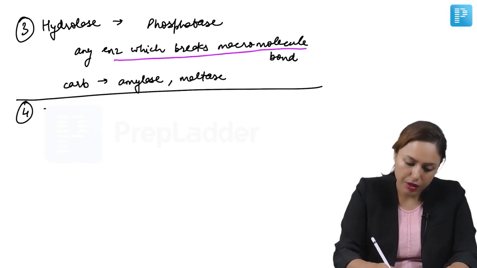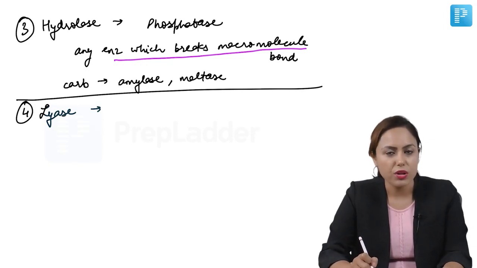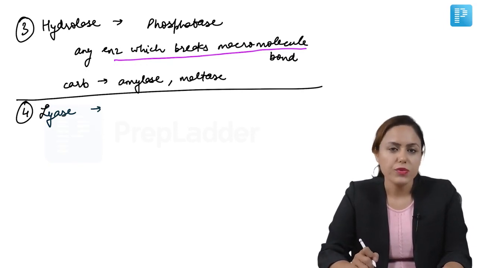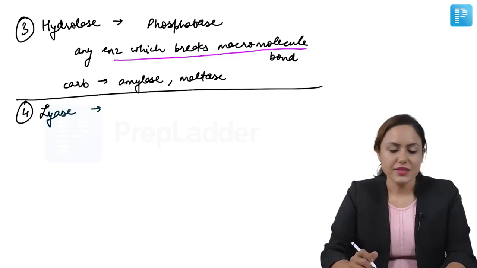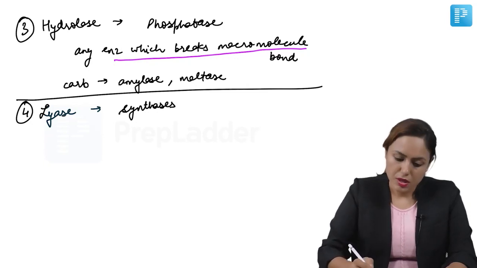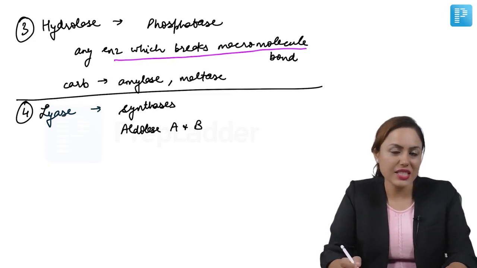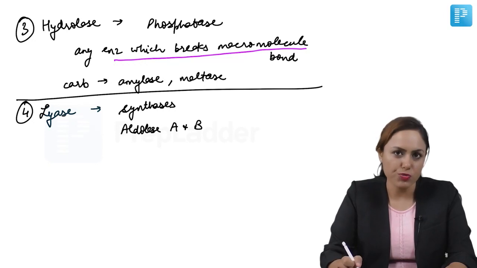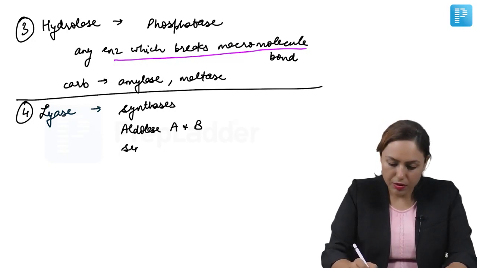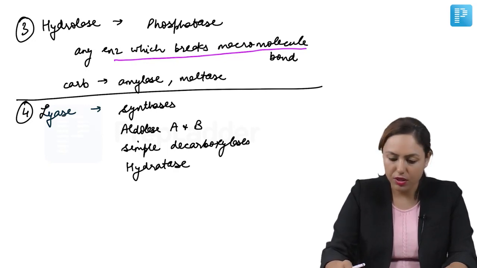Then the fourth category is lyase. These enzymes can make or break a bond, but they do not require water, do not require ATP, right? Example, synthases. Example, aldolase A and B. Aldolase A is in glycolysis, aldolase B is in fructose metabolism. Then simple decarboxylases, and then hydratase. Hydratase I will take on the next page.